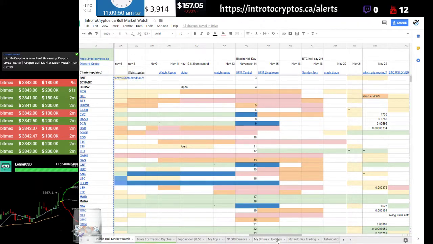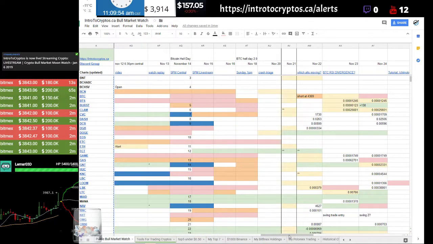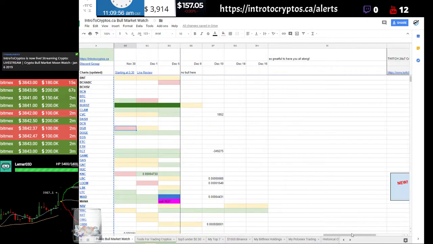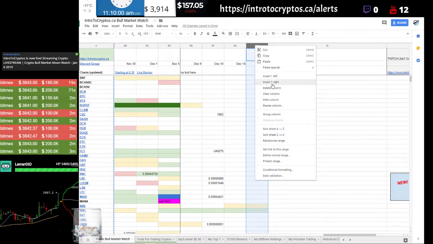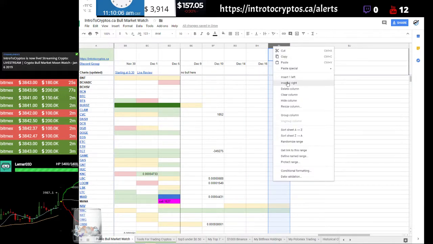But over time, I stopped doing the live streams going through all of the markets on Poloniex, mostly because there was no 1, 2, 3 bottom formations on the 12-hour bars. Insert one to the right.